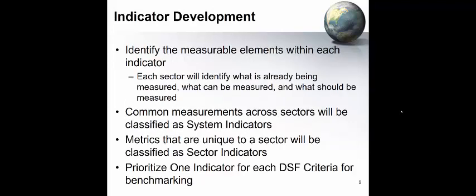The approach is to identify the measurable elements within each indicator. Each sector will identify what's already being measured, what can be measured, and what should be measured, whether it's across all the producer sectors or within individual sectors, and to prioritize one or more indicators for each criteria. The fewer the better, to make this simple. This approach is fairly intuitive.